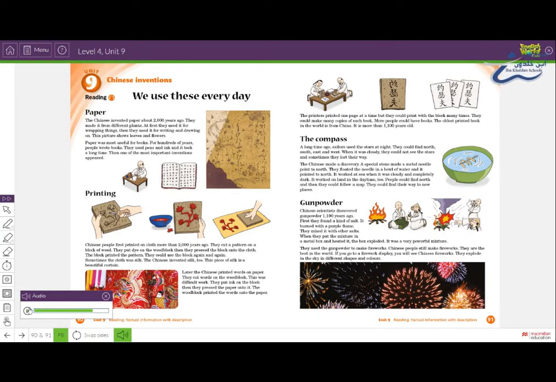They lost their way. My last question, what was the first compass? Who can tell me? Yes, the first compass was a needle in a pool of water. Okay.